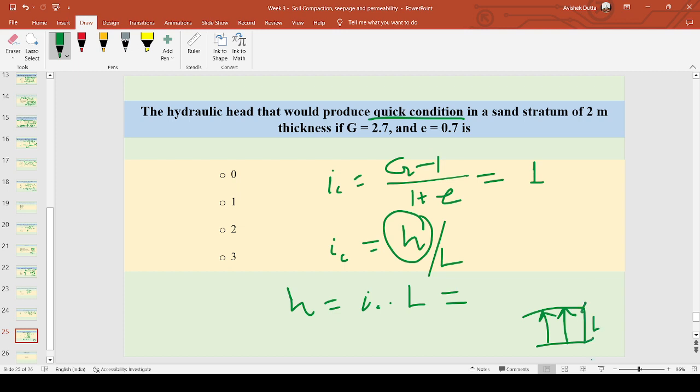Okay, it is 2. So IC equals 1, L equals 2 meter. So the hydraulic head is 2 meter. A 2 meter hydraulic head would produce a quick condition in this kind of soil. Clear? Is it clear?